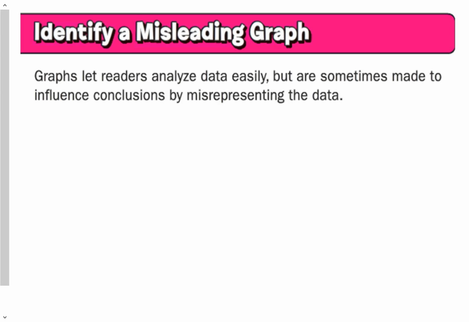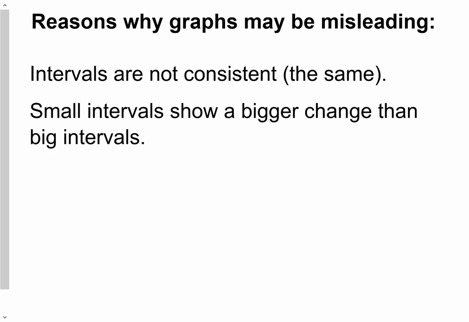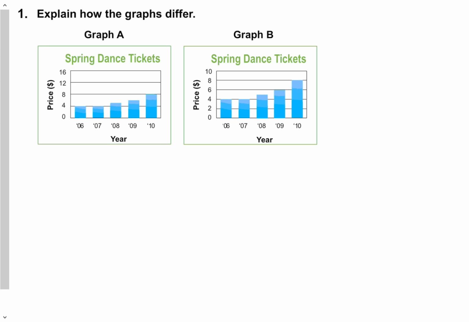Graphs can let readers analyze data easily, but sometimes they're made to influence conclusions by misinterpreting the data. So one reason graphs can be misleading is that the intervals are not consistent or the same. If you're comparing more than one set of data, the actual intervals on the y-axis might not be the same, and small intervals will show bigger change than big intervals, and you'll see some examples.